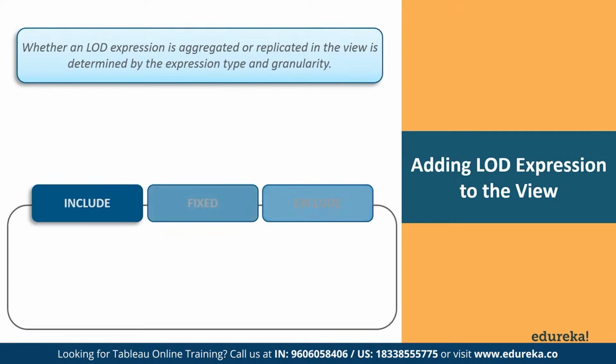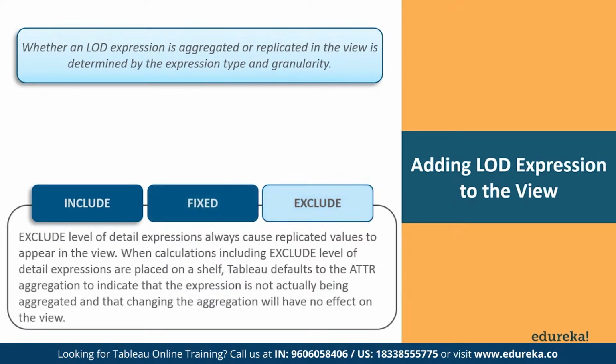And finally, for exclude level of detail expressions, replicated values will always appear in the view, as we had discussed before. When calculations include the exclude level of detail, Tableau defaults to the ATTR aggregation to indicate that the expression is not actually being aggregated, and that changing the aggregation will have no effect on the view.